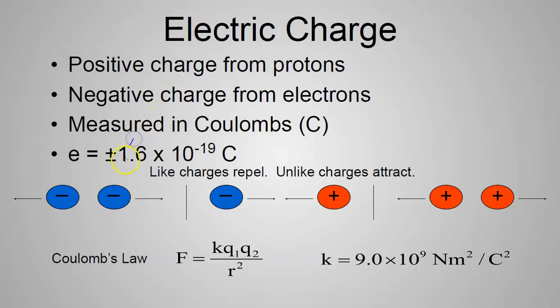Protons are positive charges. They have a charge of 1.6 times 10 to the negative 19 coulombs. That would be a positive charge for protons. All you got to do to get the charge of the electron is change the sign to a negative 1.6 times 10 to the negative 19. And we measure that in coulombs, which is a kind of weird unit. You can see that an individual proton or electron here is 10 to the negative 19 coulombs.